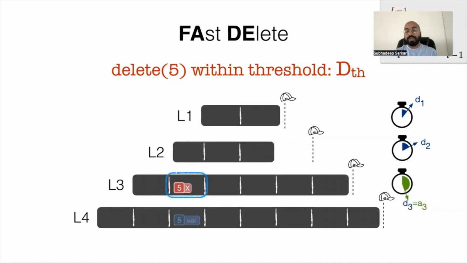If it happens to be the case that the age of the tombstone, that is A3, is greater than or equal to the level threshold, that is D3, FADE will once again trigger a compaction, moving the tombstone from level 3 to level 4, and thereby purging the logical delete. So I gave you a very high-level idea about what FADE does. Zichen will, in the second part, show you exactly the operations of FADE, and you'll be able to see some very interesting results as well.